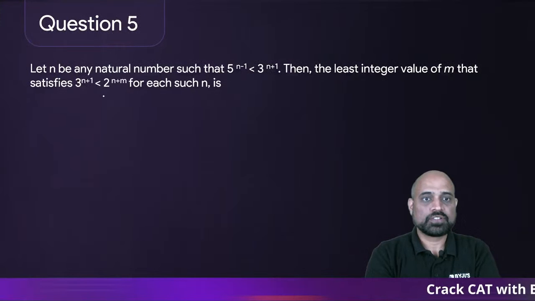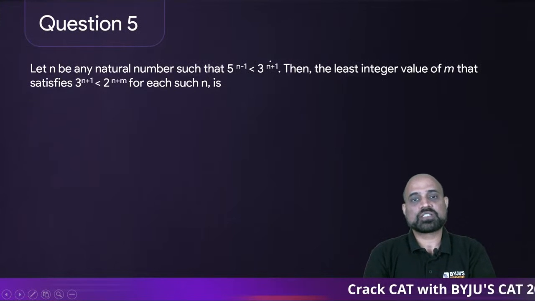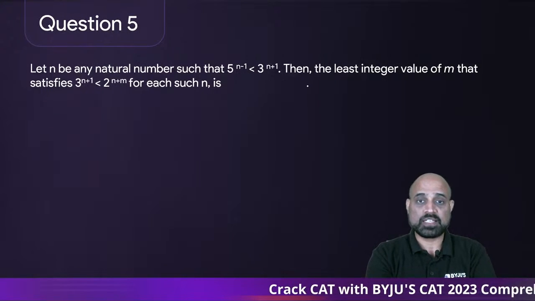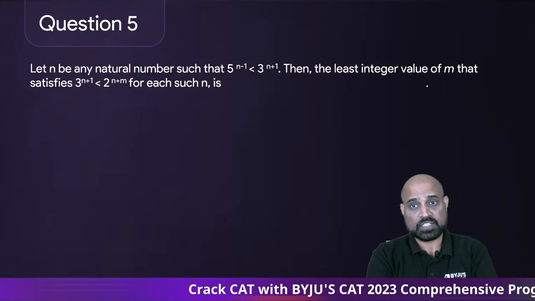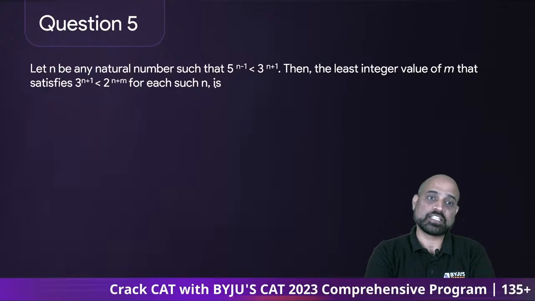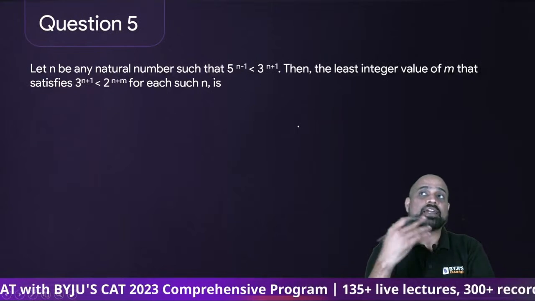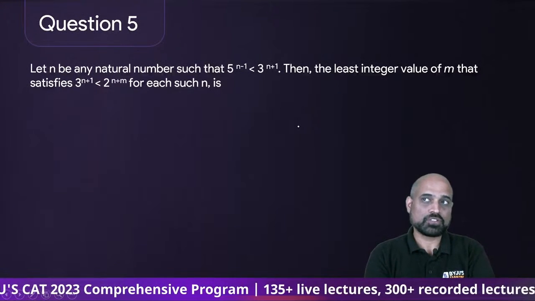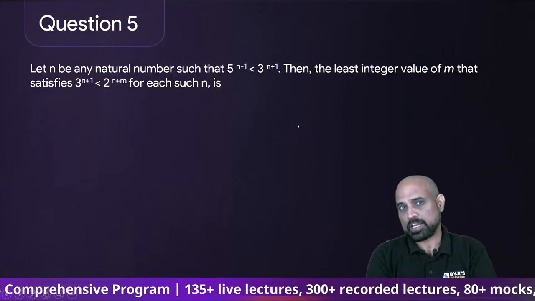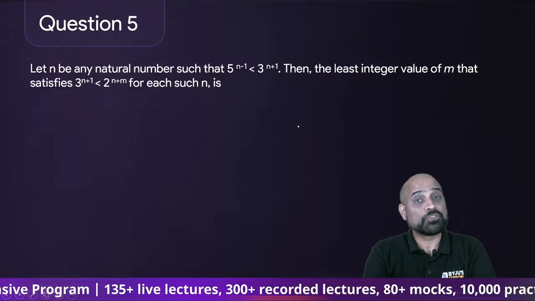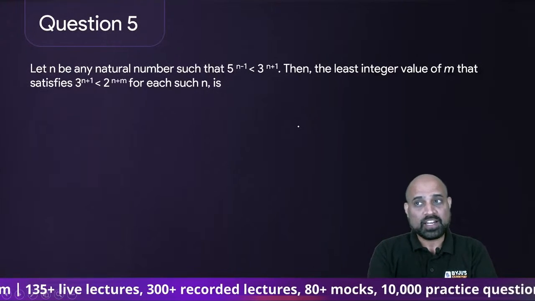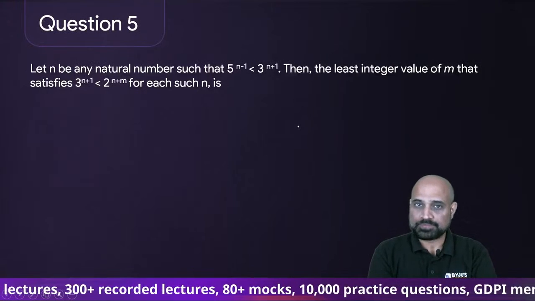Next question. Let n be any natural number such that 5 raised to n minus 1 is less than 3 raised to n plus 1. Then the least integer value of m such that it satisfies this for each such n is. So again, it's an exponent function. There is nothing much you may have read while preparing for CAT. So if you get an exponent, it has to do with pattern, right?